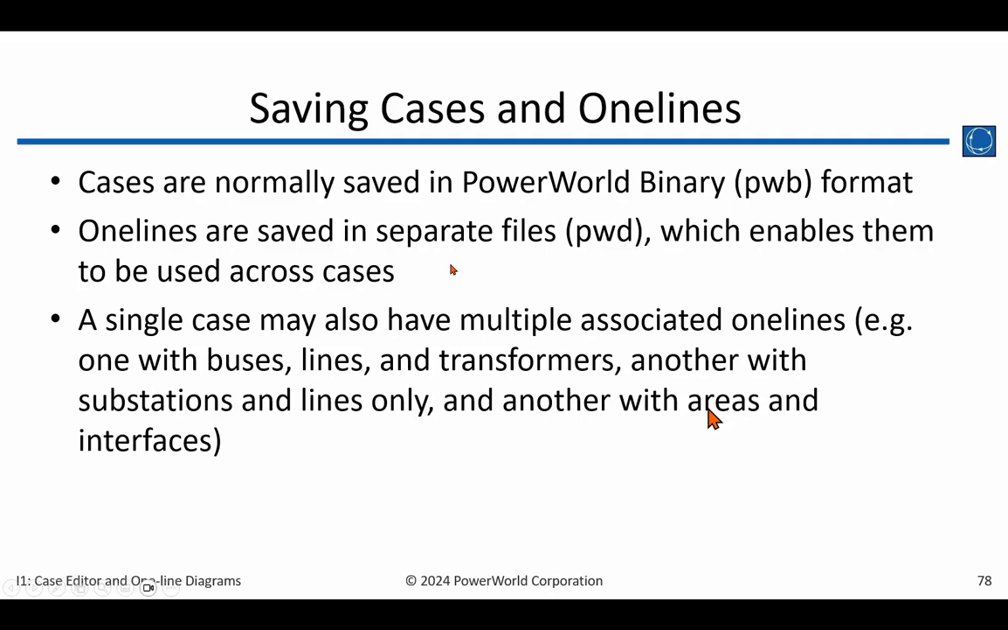PowerWorld Simulator stores cases and one-line diagrams in separate files. The case has the extension PWB, and one-lines have the extension PWD for PowerWorld diagram. Each one-line diagram may be associated with one or more cases, and vice versa. A case can have multiple one-line diagrams. For example, you might have a one-line diagram that has buses and lines and transformers on it, and another one that just has substations with lines connecting substations. And you could also have one that has areas and tie line interfaces that connect the areas.